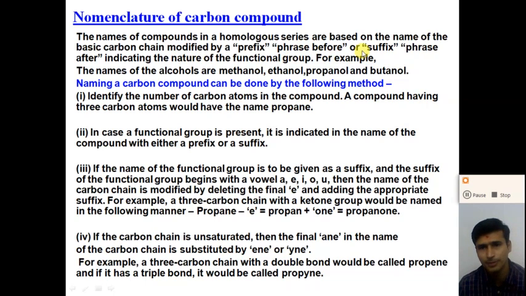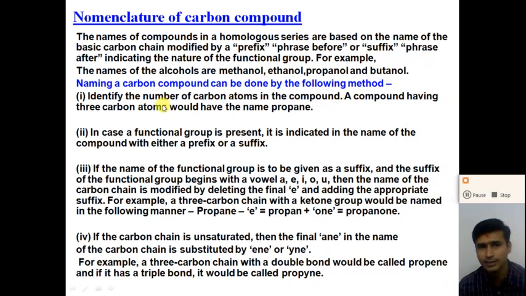Prefix before and suffix after, indicating the nature of the functional group. Then, which type of functional group is added to this carbon chain. So according to the functional group, we may modify the name of the carbon compound, the basic carbon chain, with some prefix and with some suffix, right?